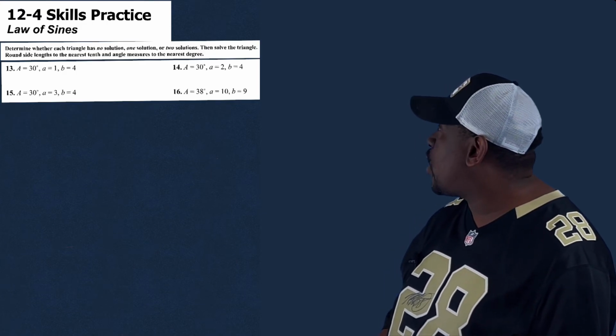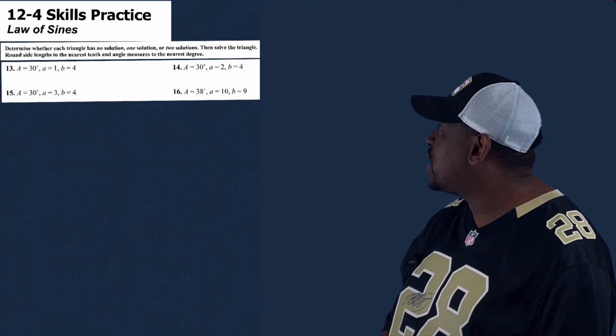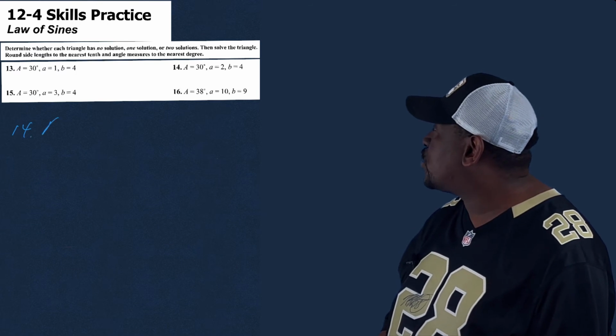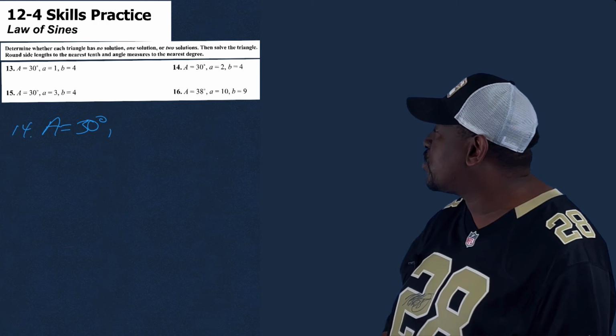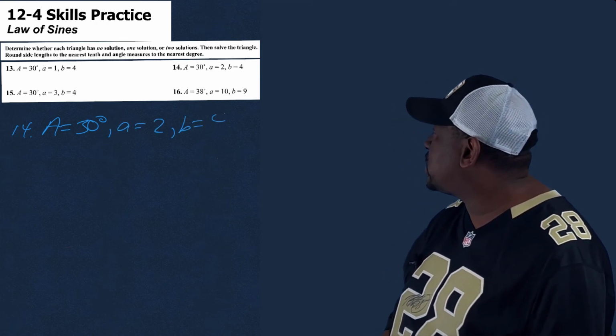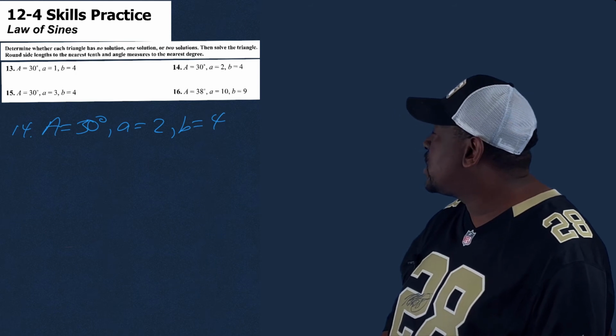So now we have a problem that says determine whether each triangle has no solution, 1 solution, or 2 solutions. Then solve the triangle, round side lengths to the nearest tenth and angle measures to the nearest degree. So we got a different type of problem now. So they give us information. We're doing number 14 here. Angle A is 30 degrees, side A is 2, B is equal to 4.